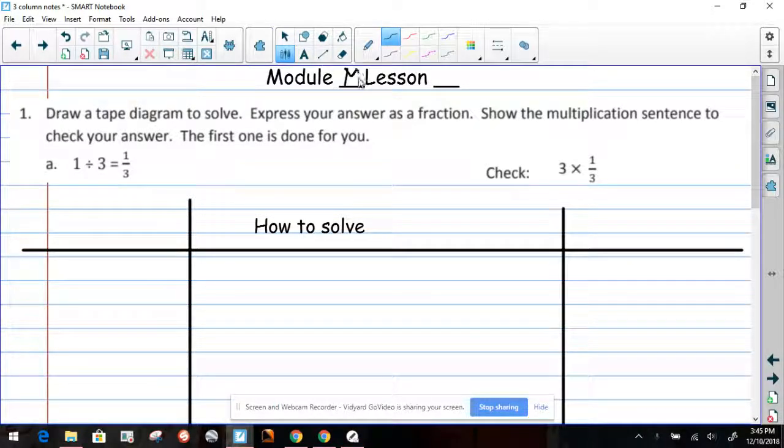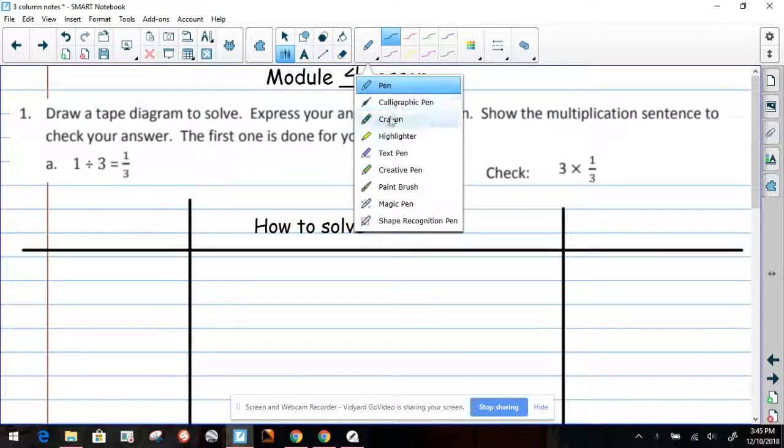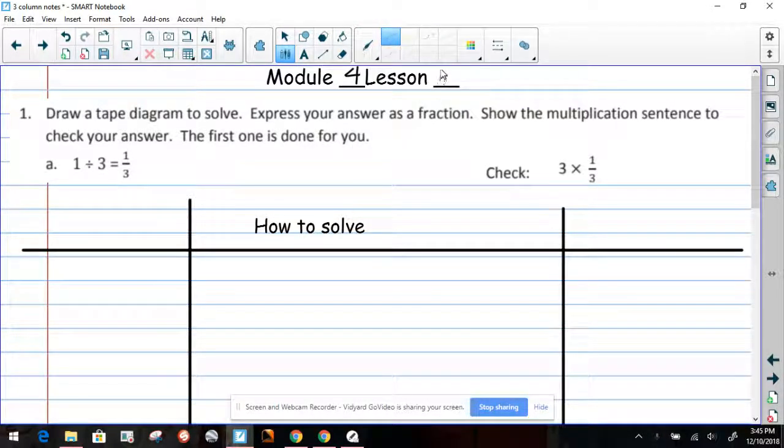We are going to start another module. It's module 4, but this is lesson... oh wait, that was not a 4, that was an M. So it's module 4, lesson 4. And on this one, we are asked to solve this problem in this manner. Draw a tape diagram to solve. Express your answer as a fraction.